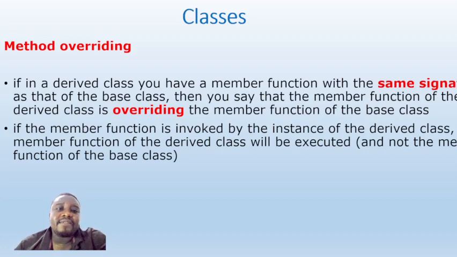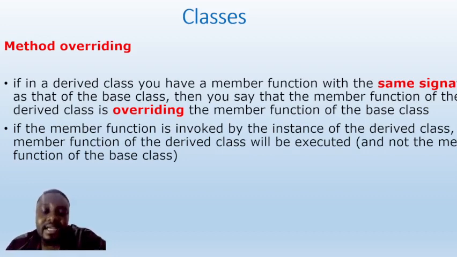If in a derived class you have a member function with the same signature as that of the base class, then you say that the member function of the derived class is overriding the member function of the base class. If the member function is invoked by the instance of the derived class, the member function of the derived class will be executed and not the member function of the base class. So this is the definition or the explanation of method overriding of a class.